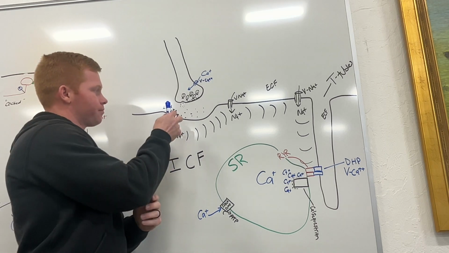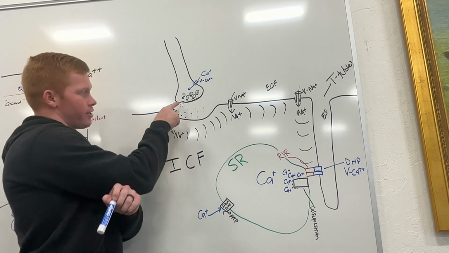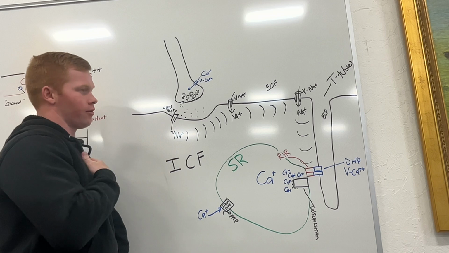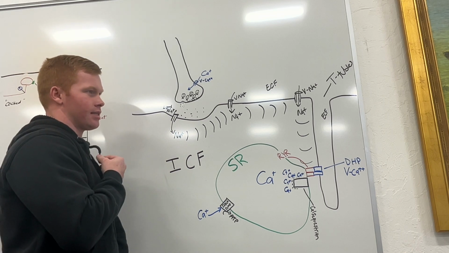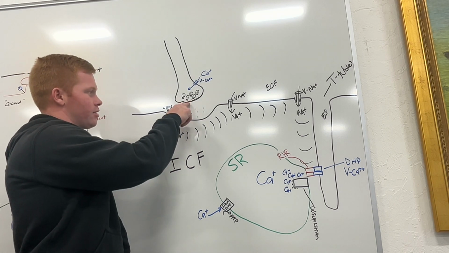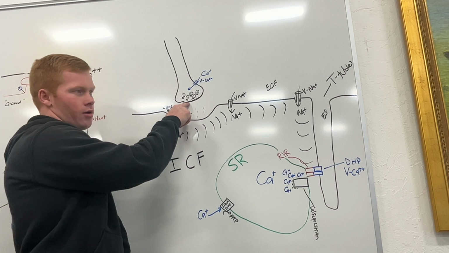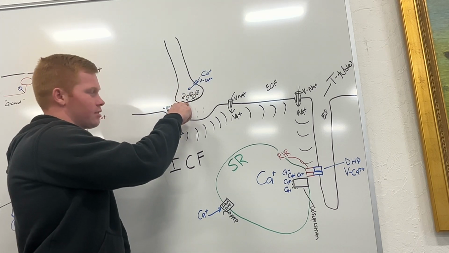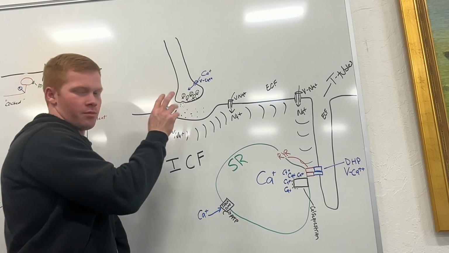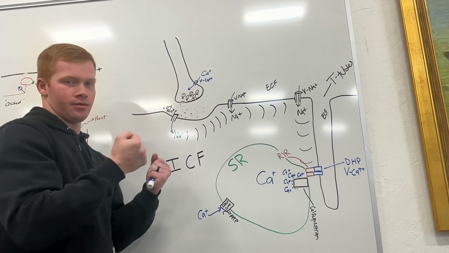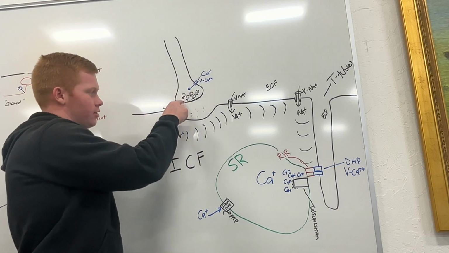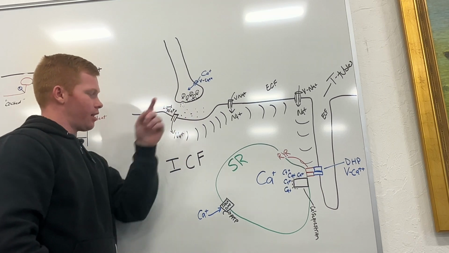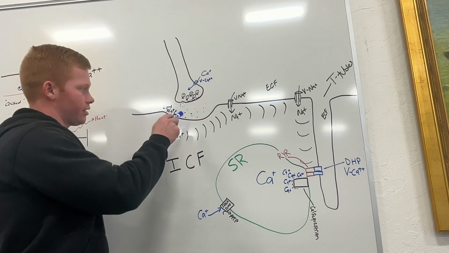The vesicles have little arms called SNARE proteins. There are SNARE proteins on the vesicles and also on the membrane. When calcium comes, it allows those SNARE proteins from the vesicles and from the membrane to attach and pull on each other. And so it pulls the vesicles to the end and allows those neurotransmitters to get released.